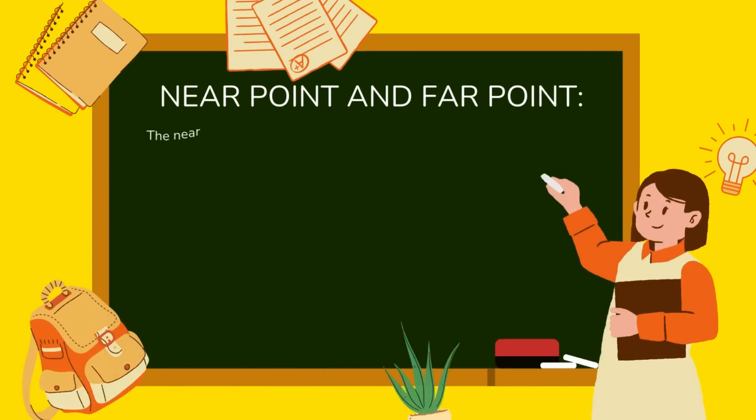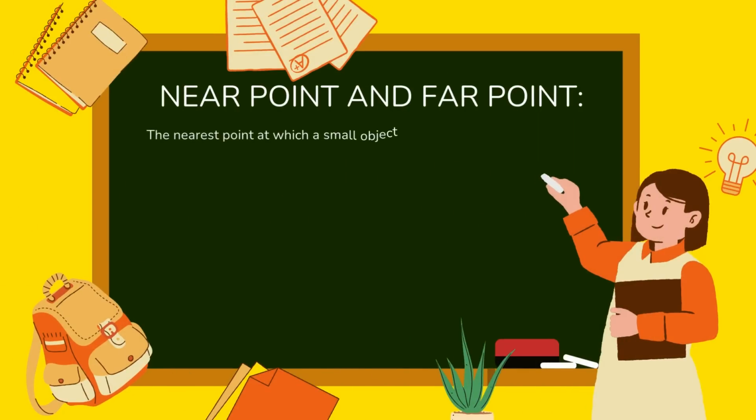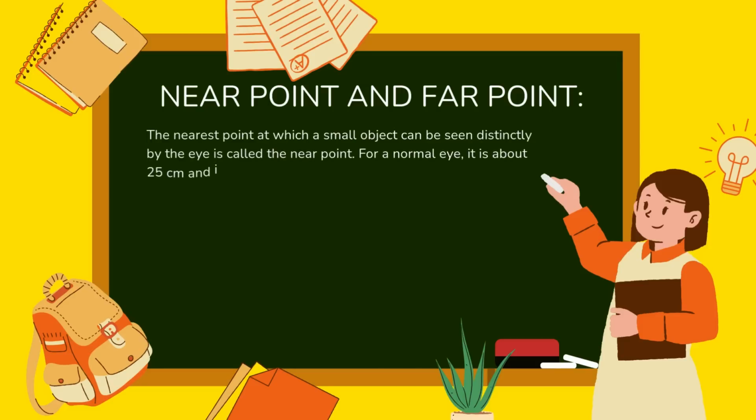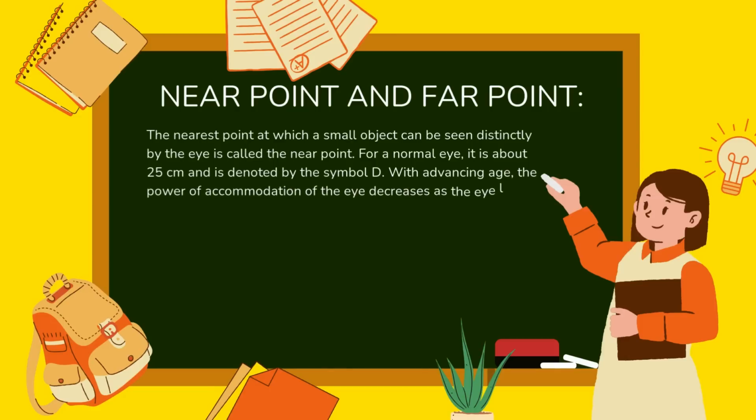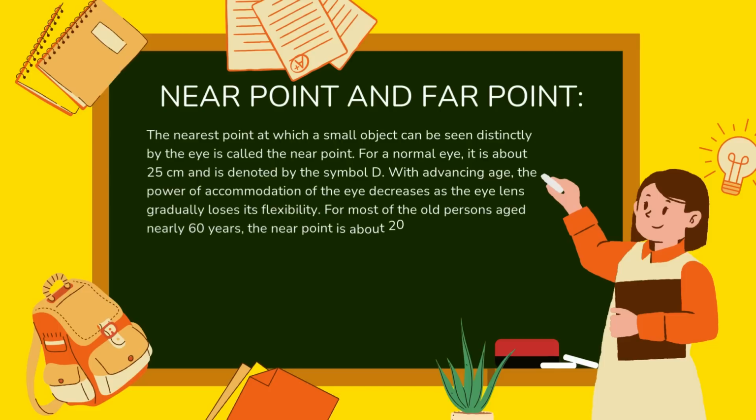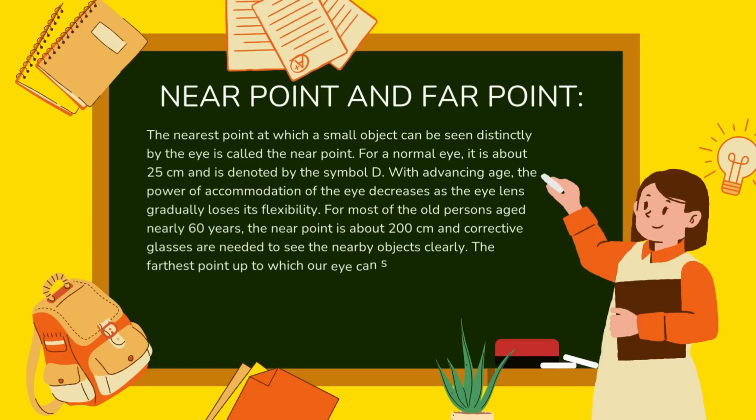Near point and far point. The nearest point at which a small object can be seen distinctly by the eye is called the near point. For a normal eye, it is about 25 centimeters and is denoted by the symbol D. With advancing age, the power of accommodation of the eye decreases as the eye lens gradually loses its flexibility. For most old persons aged nearly 60 years, the near point is about 200 centimeters and corrective glasses are needed to see nearby objects clearly.